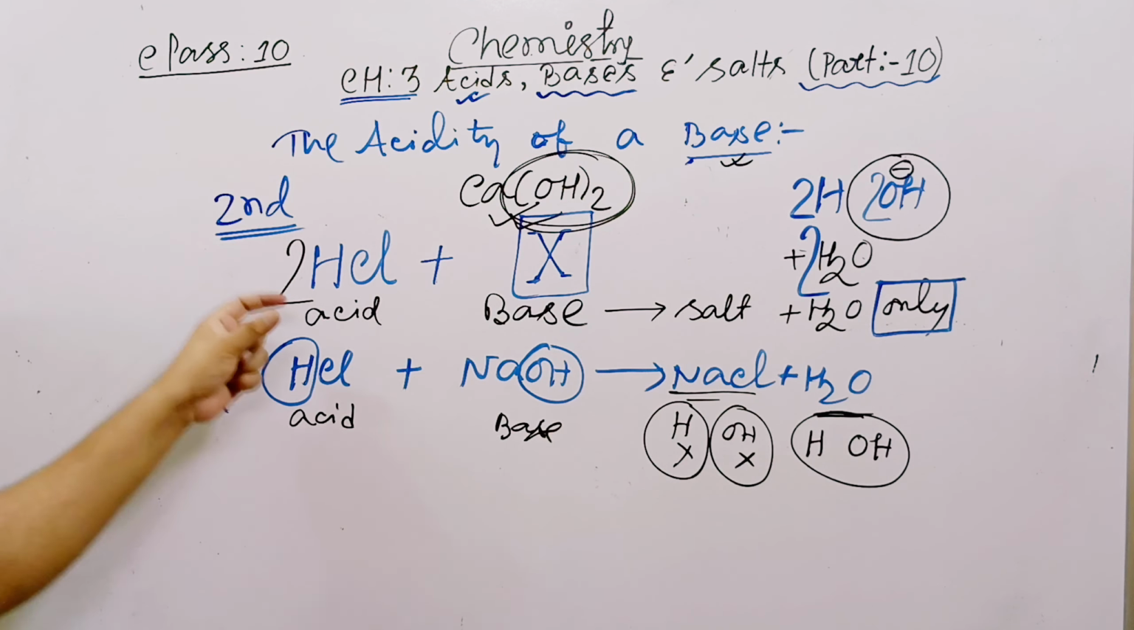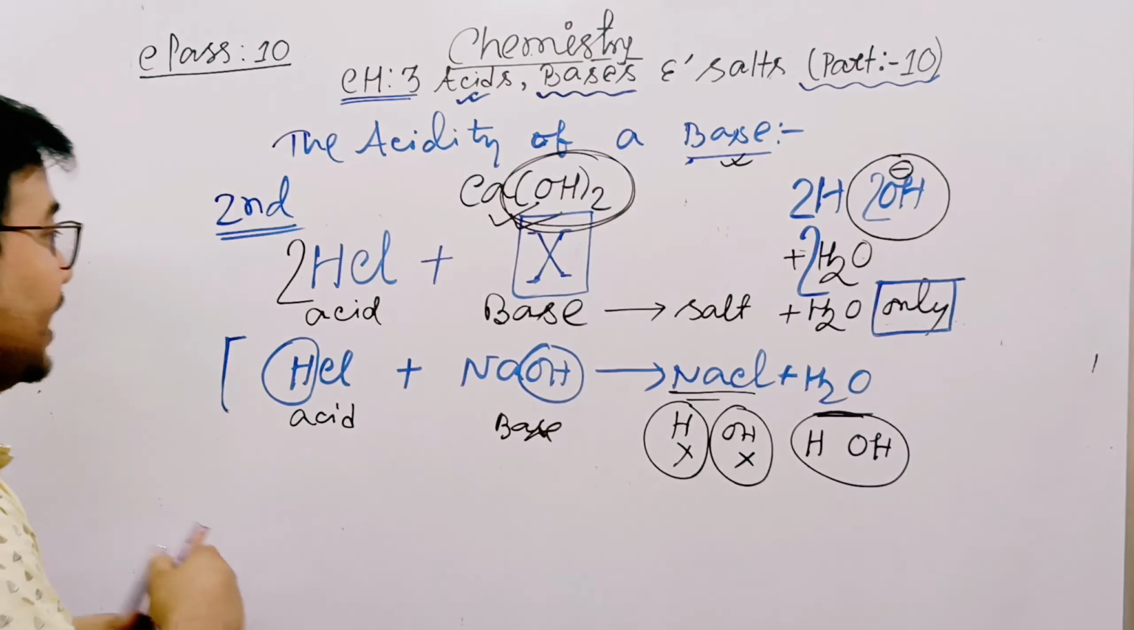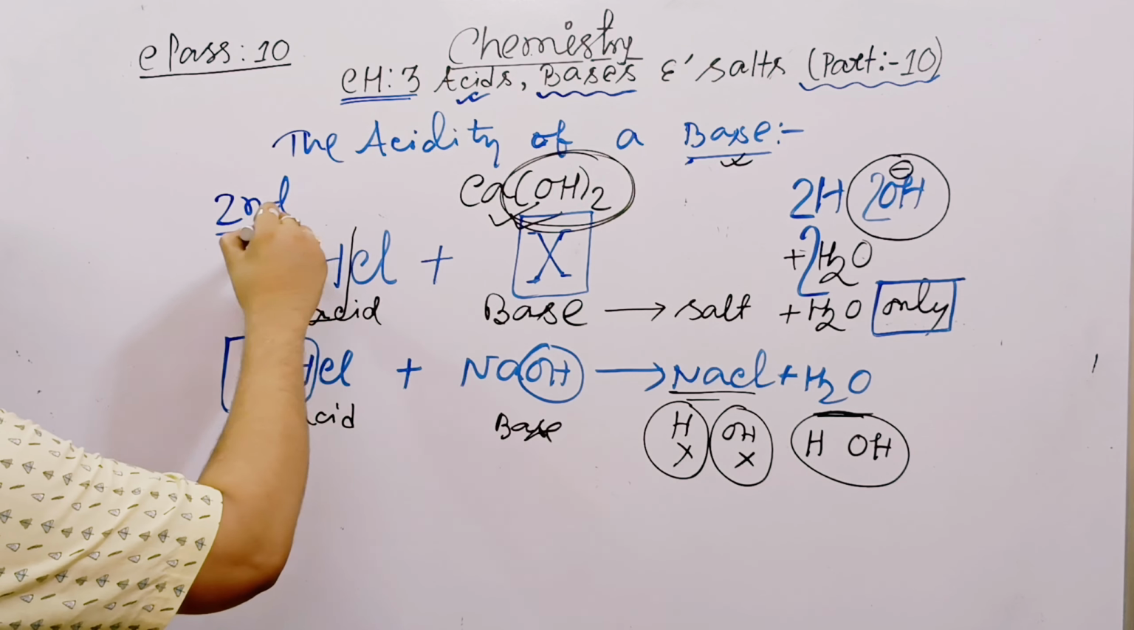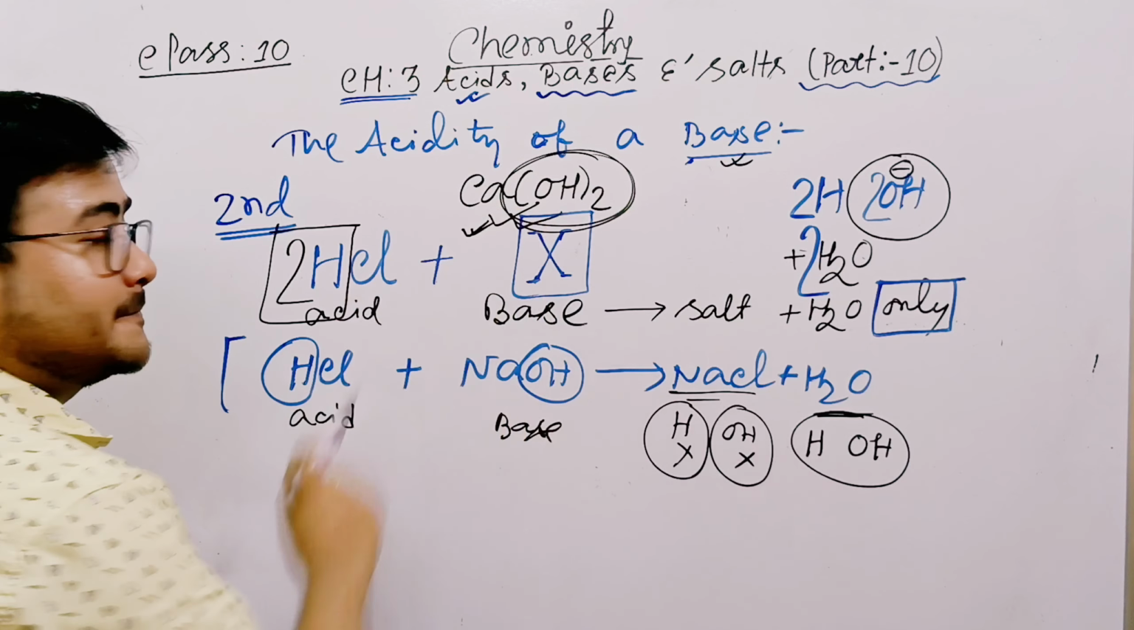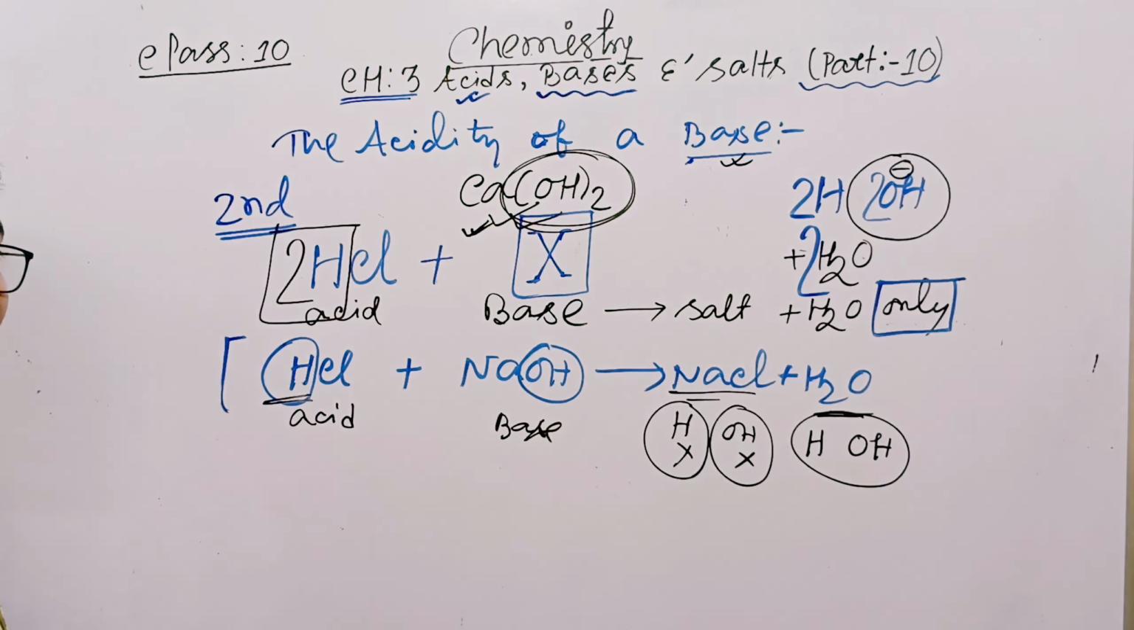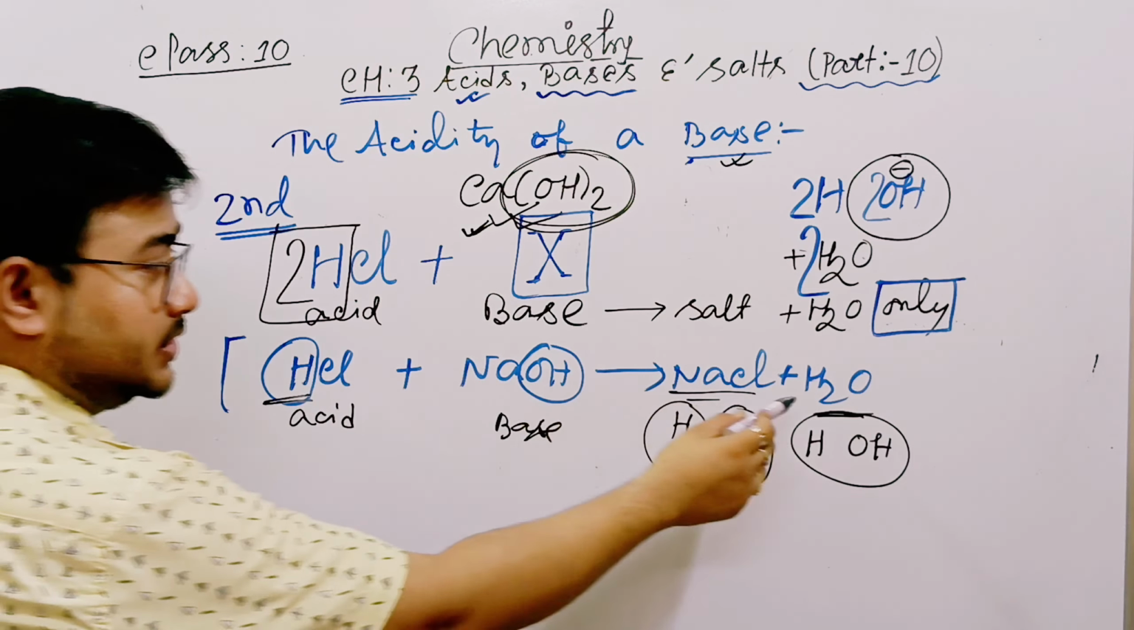Here, how many OH react with acid? Give focus here. How many? 2, no? See, it is dibasic. Here, how many OH react with this? 1, no? See, 1 OH.